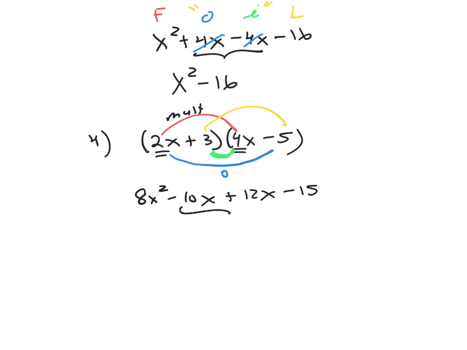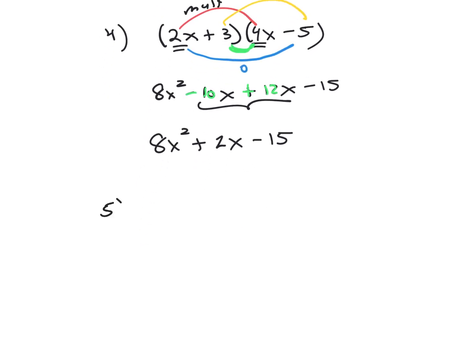And then when you combine your like terms, don't we have more positives, right? Don't we have more positives than we have negatives? So doesn't that give me a positive 2x minus 15? So that's your first, outside, inside, and last.